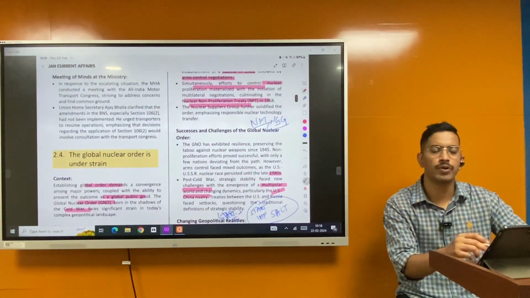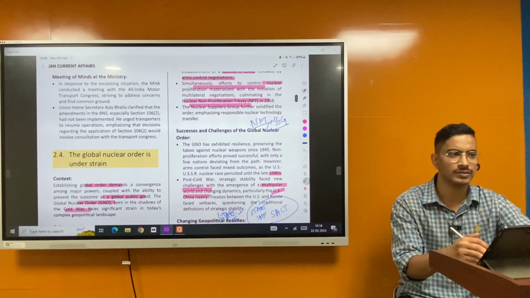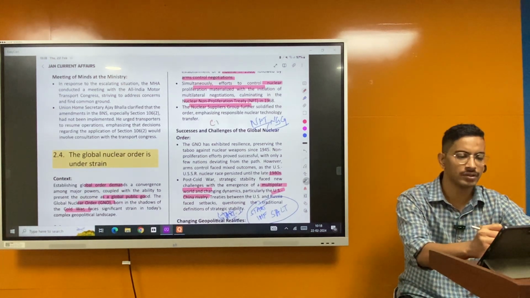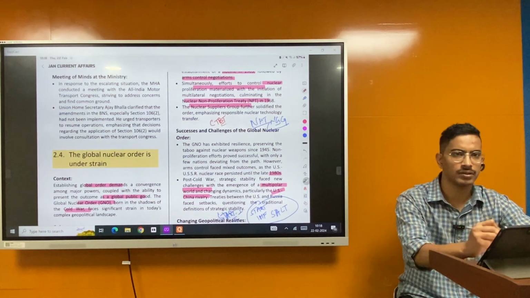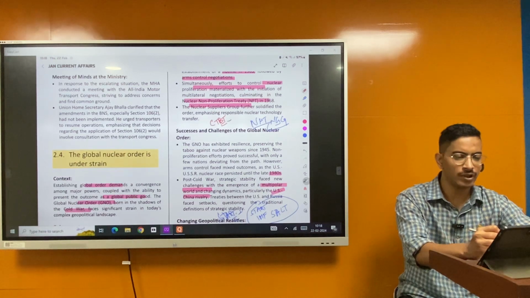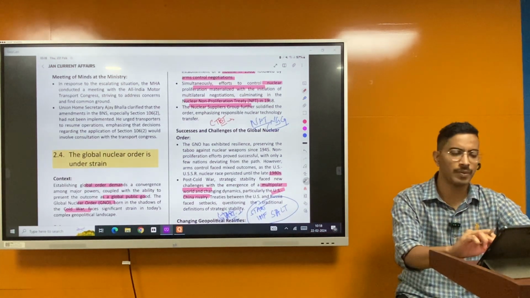And I have also talked about NPT and NSG. Is India a member of NPT and NSG? No. And what about CTBT? Is India a member of CTBT? What is CTBT? Comprehensive Test Ban Treaty. India is not a member of all these three: NPT, NSG, CTBT. Okay, remember this.